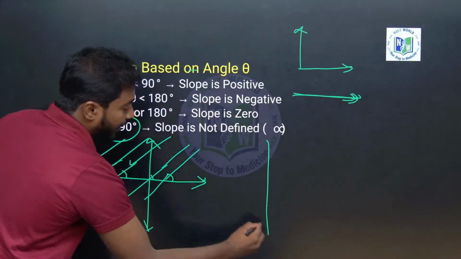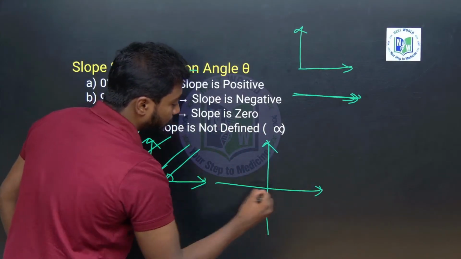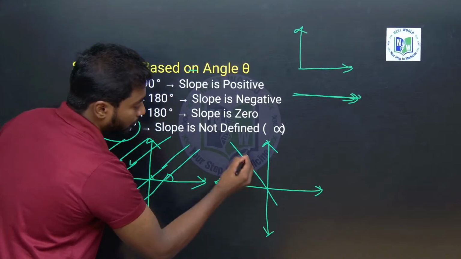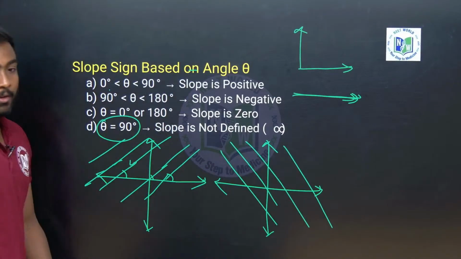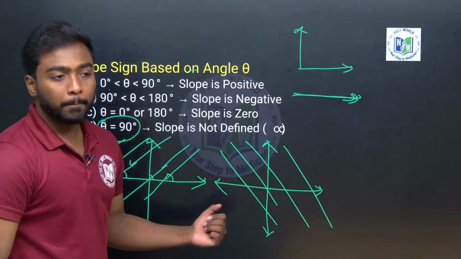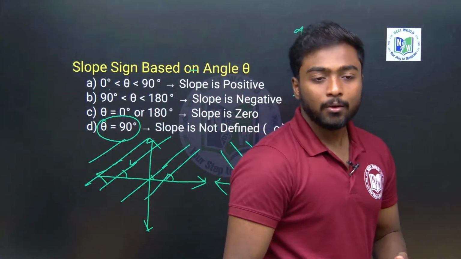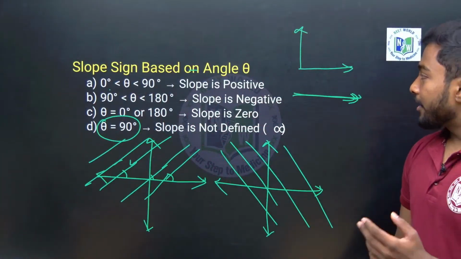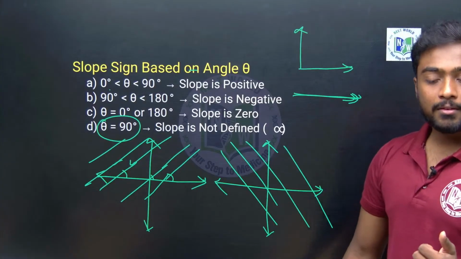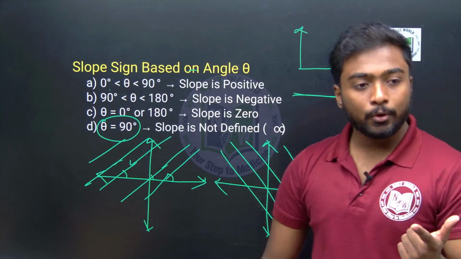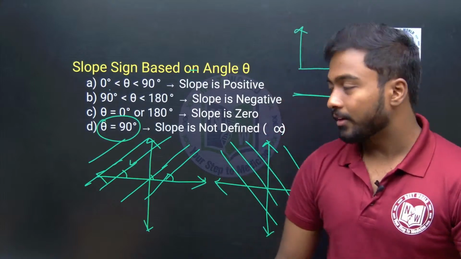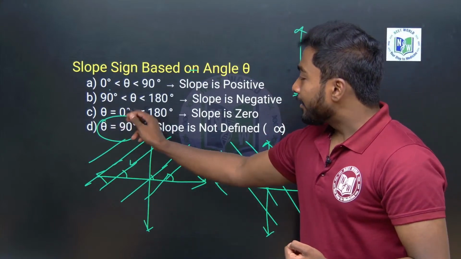When I talk about the negative slope, the angle is more than 90 and less than 180 degrees. So between 90 to 180 degrees, the slope is negative. Between 0 to 90, the slope is positive. Next one is angle 0, exactly.